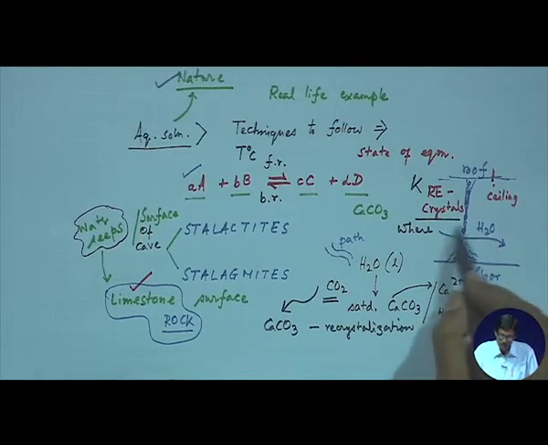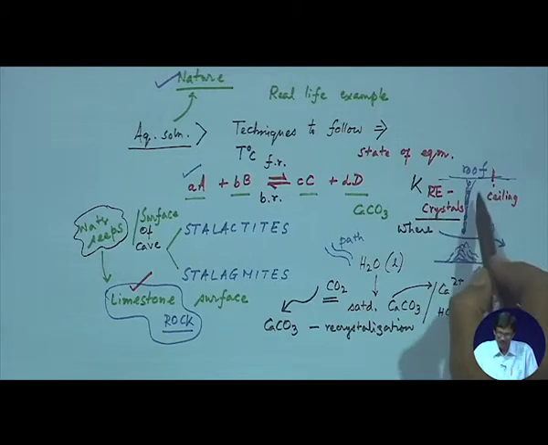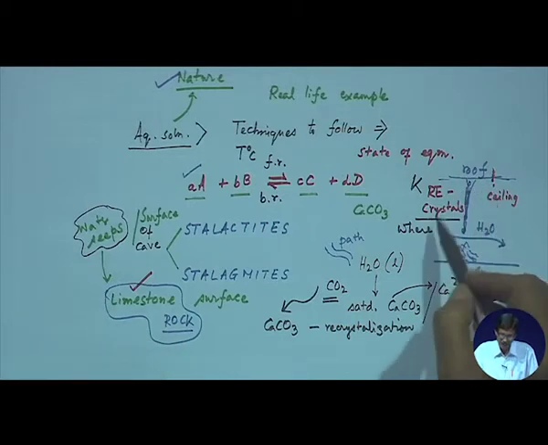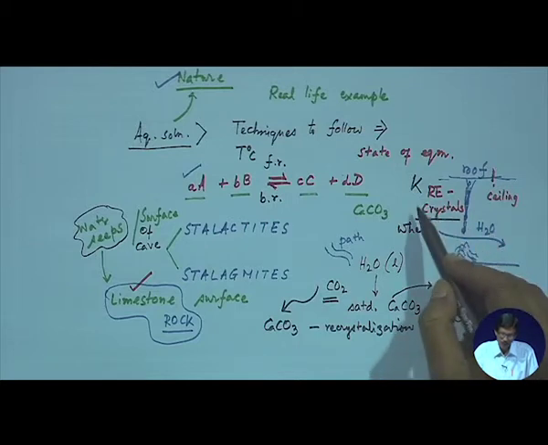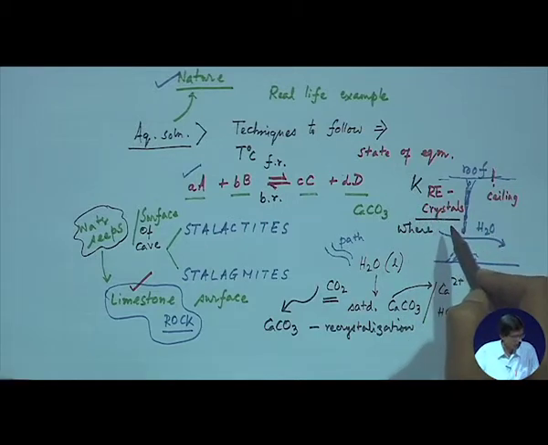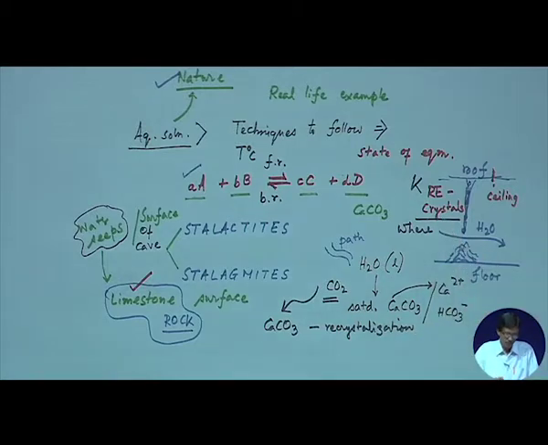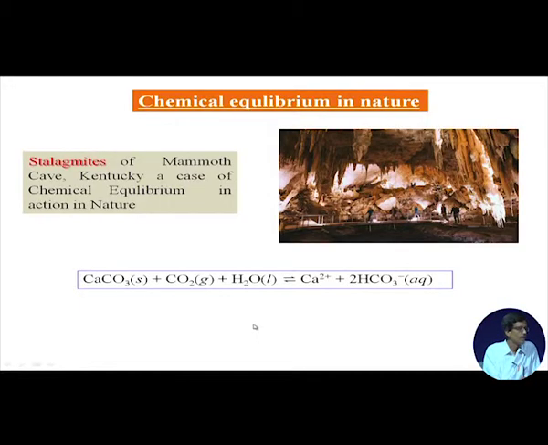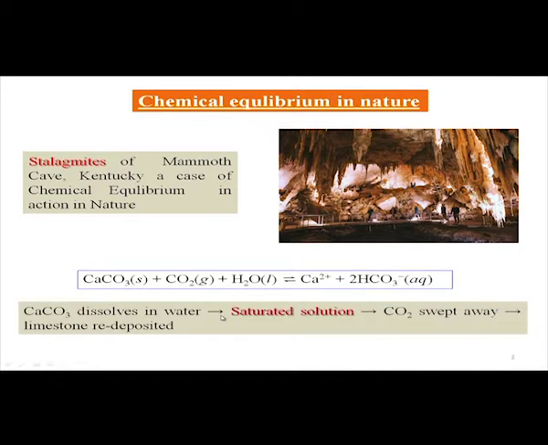If at some point we find a low temperature zone within the cave, because the cave is not getting sunlight and has some cold regions, then a faster recrystallization process can take place over there. So, we have seen that CaCO3 is dissolved in water to give a saturated solution, and when CO2 is swept away, the limestone is redeposited, which we just discussed as the recrystallization process.